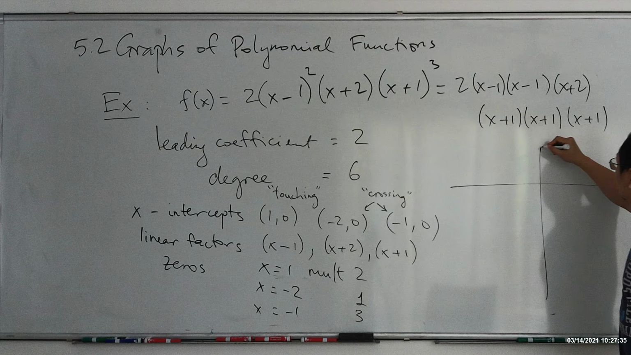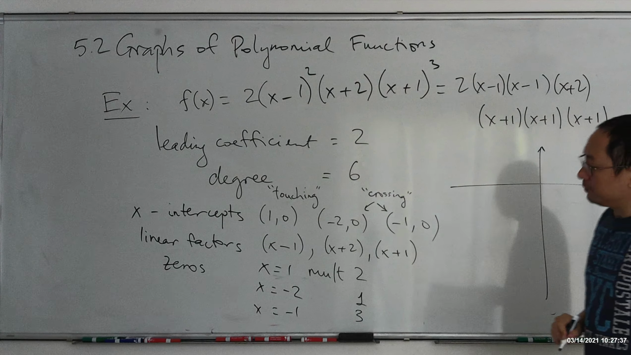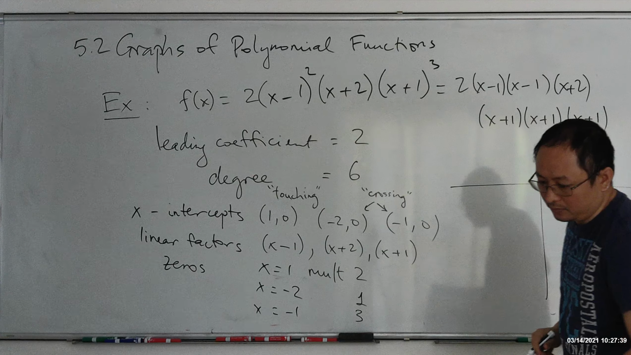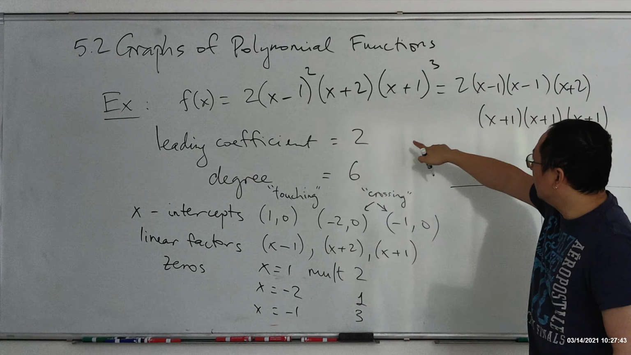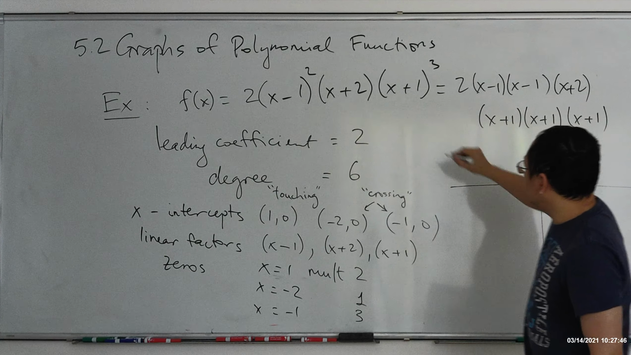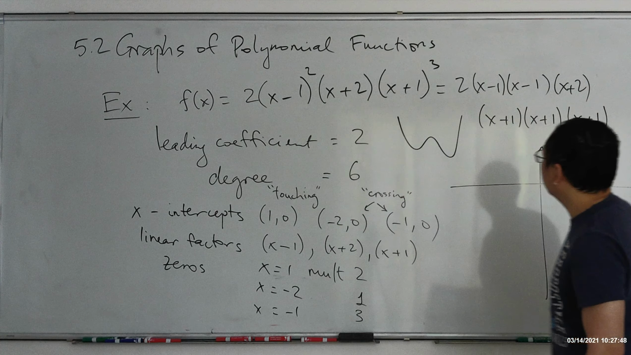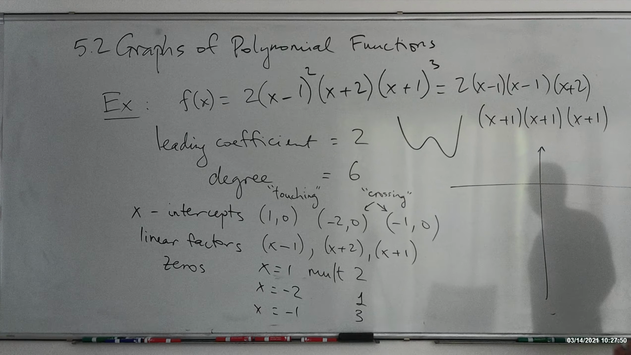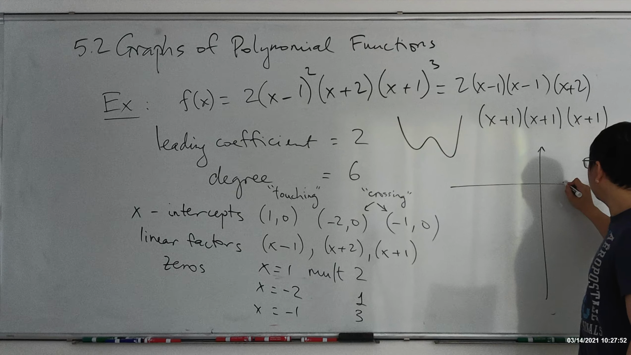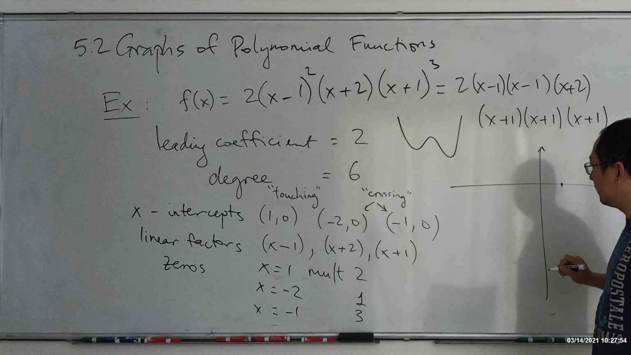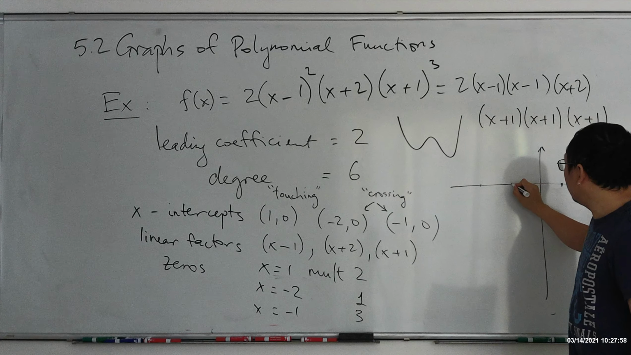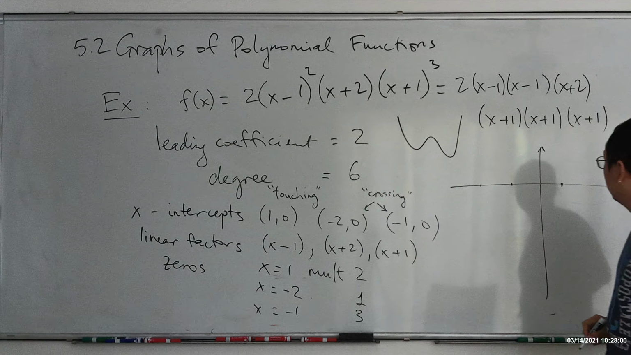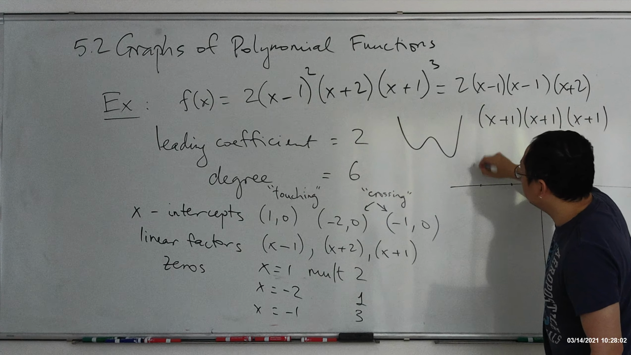The graph looks like this. It should be like this. Leading coefficient 2, degree 6, so the graph tends to be like this, with 3 intercepts, right? Intercept at (1, 0) right here, (-2, 0) right here, (-1, 0) right here. Okay? So it should be like this.